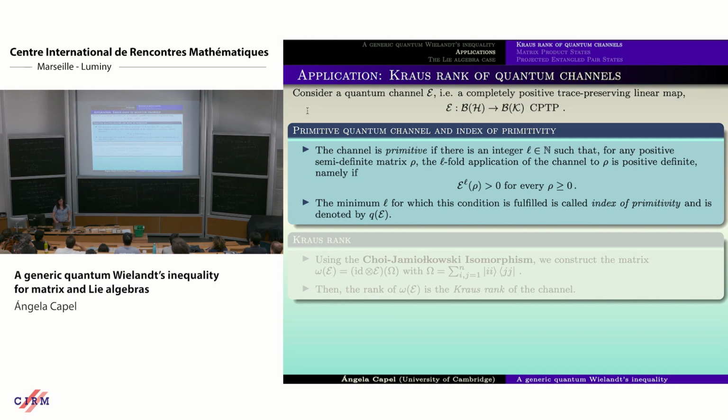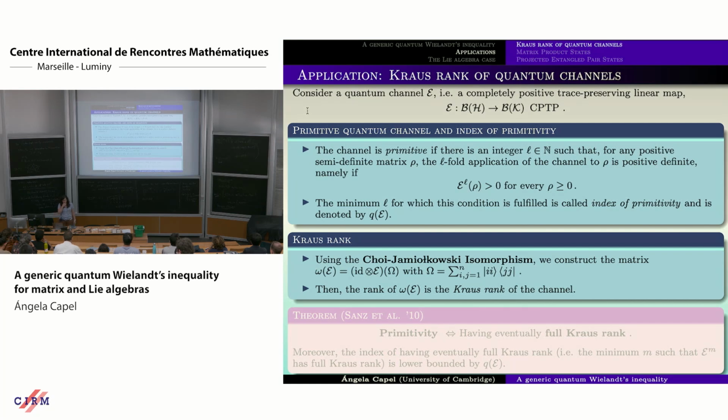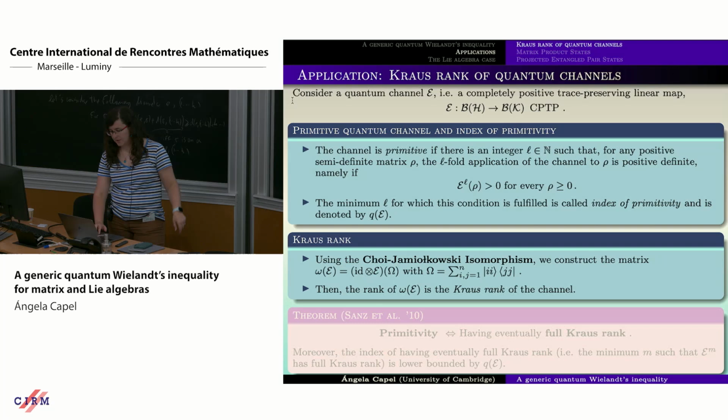The minimum L for which this happens is what is usually called the index of primitivity, and I'm going to denote it by q of epsilon. In principle, if I don't tell you anything else about the channel, it would be difficult to see how this relates to the result that I just mentioned before. However, what you can see is, first of all, that you can relate this to the Kraus rank of the channel, because if you consider the well-known Choi-Jamiołkowski isomorphism, we can construct this matrix associated to the channel. This is a standard thing in quantum information. And then the rank of the matrix is frequently called the Kraus rank of the channel.